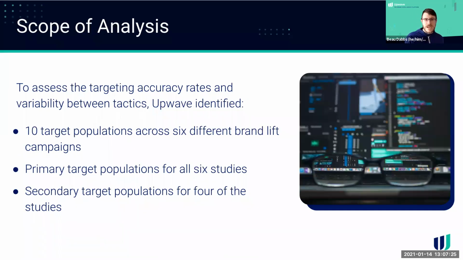Today, we're going to look at targeting accuracy rates and the variability of that accuracy between tactics. To do this, we identified 10 target populations across 6 different brand campaigns. For each campaign, we identified a primary target audience and also identified secondary target audiences for 4 of the 6 studies.